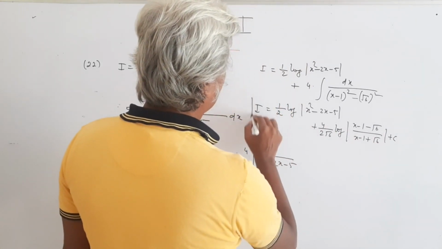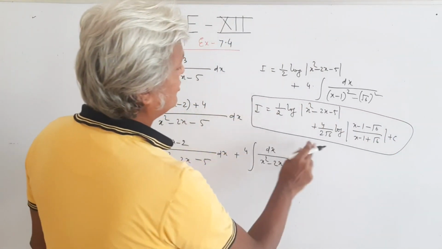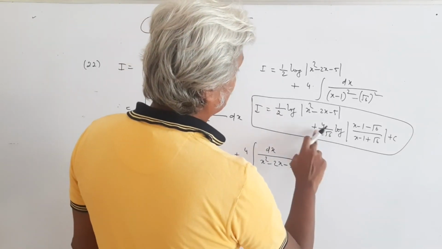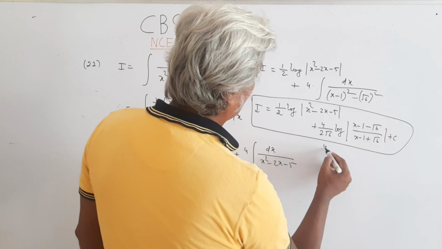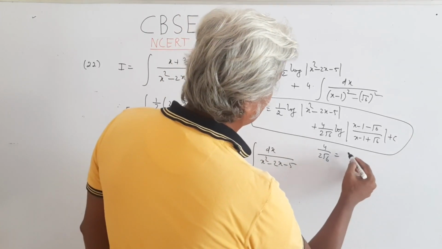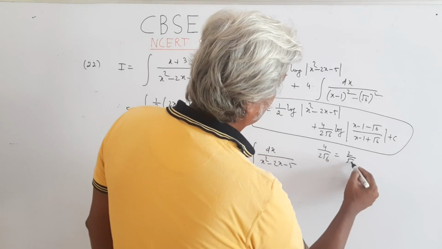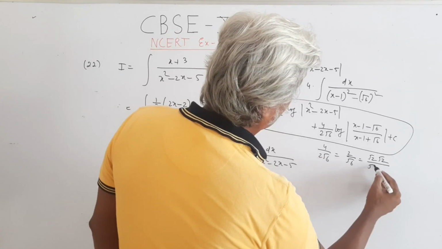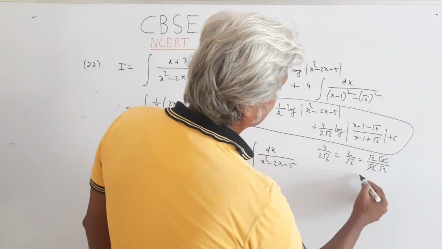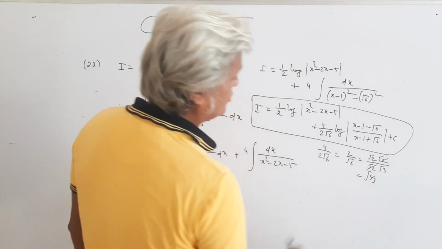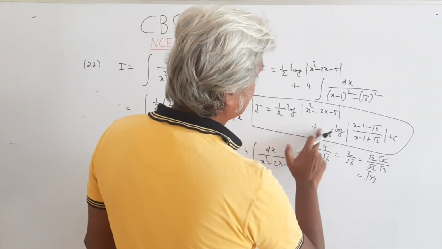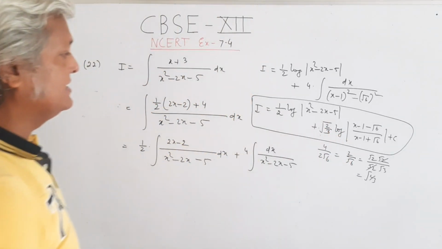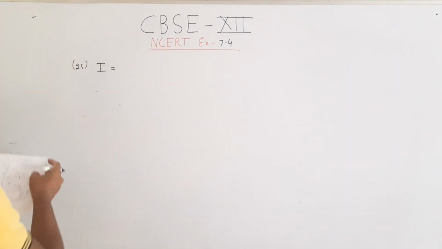So this is my final answer, and here I want to write this 4 by 2 root 6, so I can write this as 2 over root 6, or also you can leave it here because they say that 4 over 2 root 6 can be written as 2 over root 6, and that is root 2 root 2 over root 2 root 3, this cancels, so this is root 2 by 3. So in the place of this I better write root 2 by 3. This is the answer.